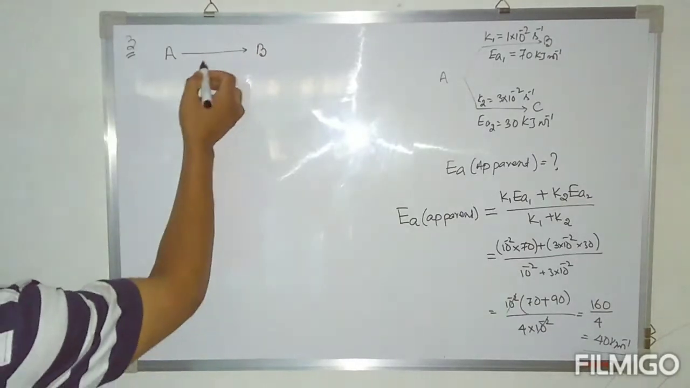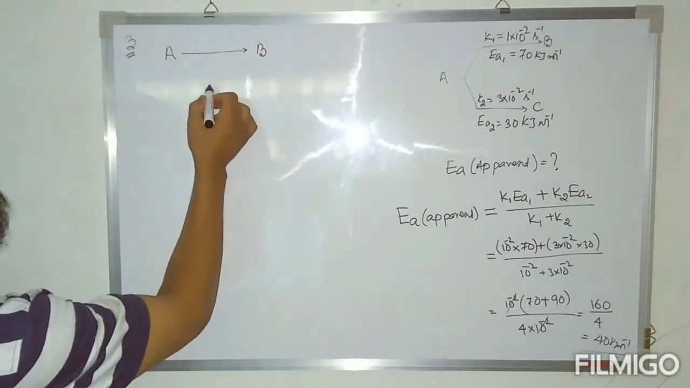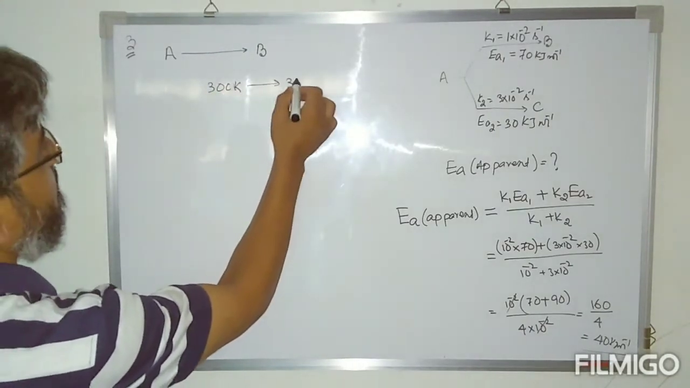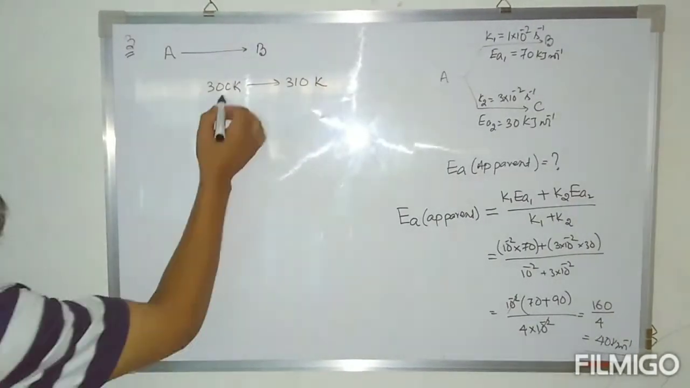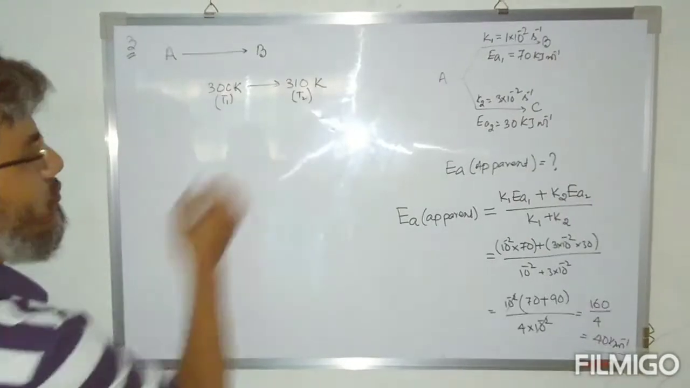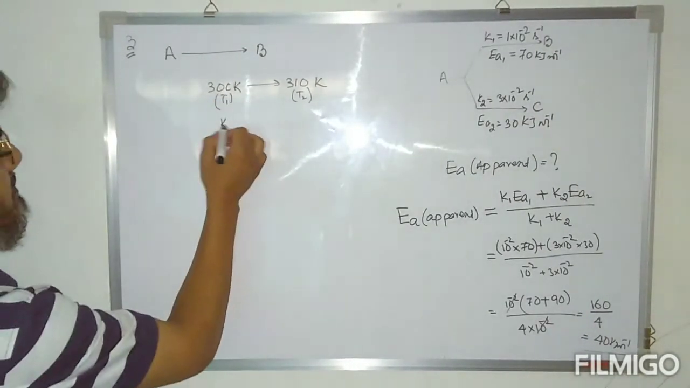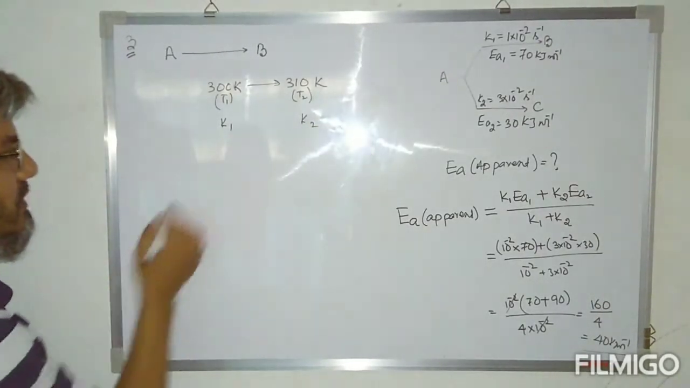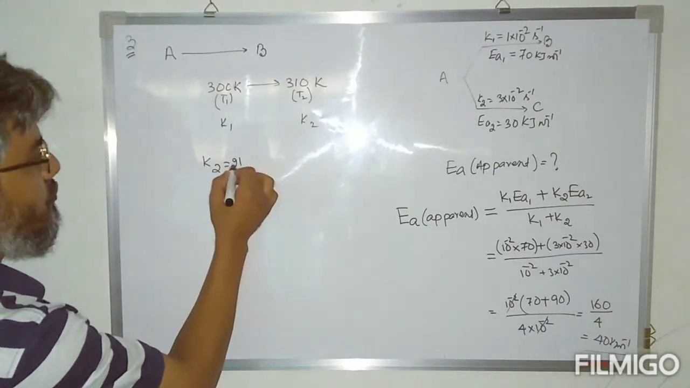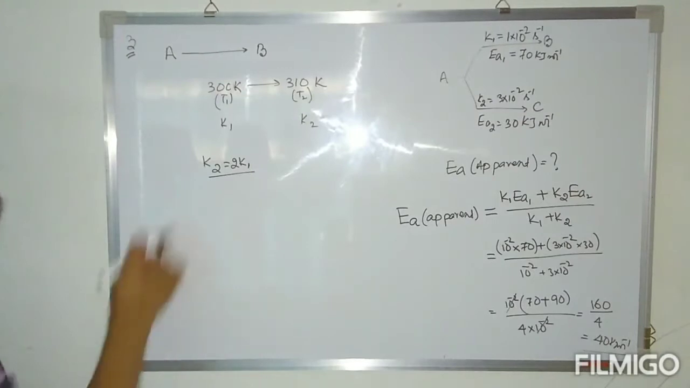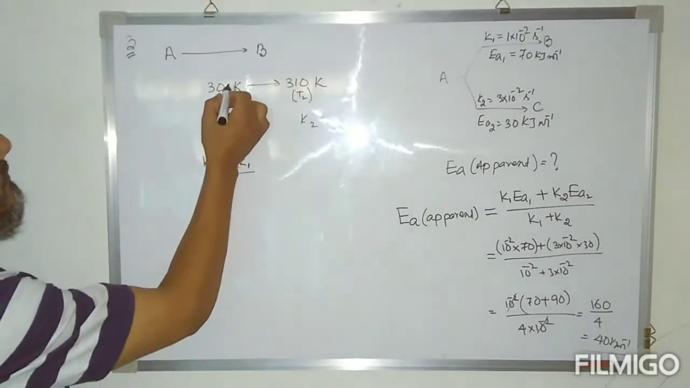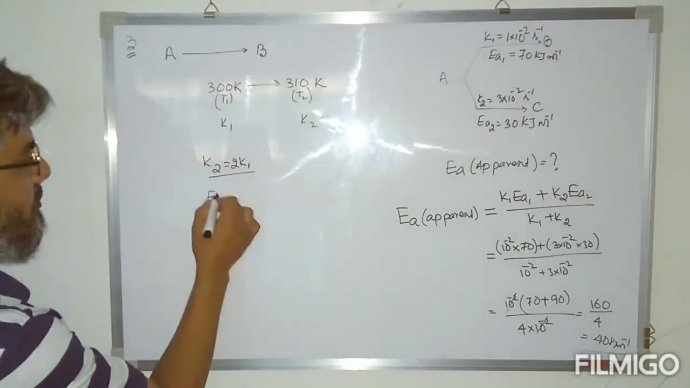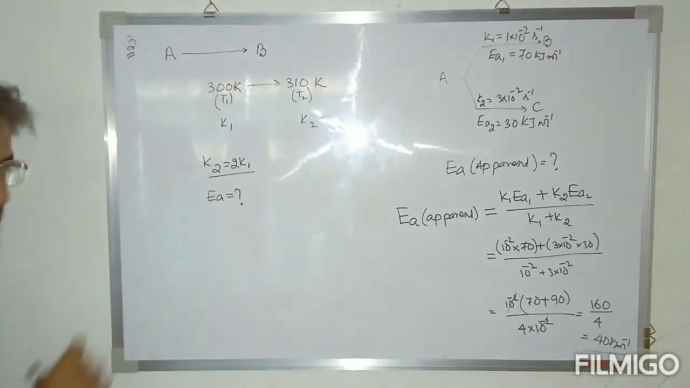So we have this temperature changing from, suppose 300 Kelvin to 310 Kelvin. Let's suppose this is T1, this is T2. At this temperature we have this K1, at this temperature we have this K2. The question says the rate of reaction just doubles. That means K2 is equal to 2 times K1. So we are changing temperature by 10 units from 300 to 310 Kelvin, and the rate of reaction just doubles. Then what is the value of activation energy of the reaction?